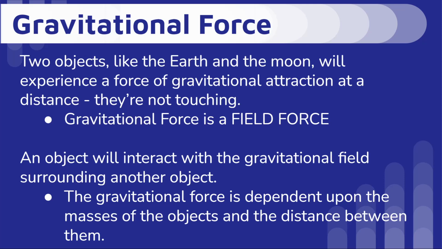All right, two objects like the Earth and the Moon will experience a force of gravitational attraction at a distance. They're not touching. Hopefully, the Moon is not touching the Earth. That'd be really bad news for us. Okay, and so that force is acting at a distance. It's a field force. Okay, and so despite the fact they're not touching, there's still that gravitational field that is going to pull each toward one another as those fields overlap. Okay, an object will interact with the gravitational field surrounding the other object.